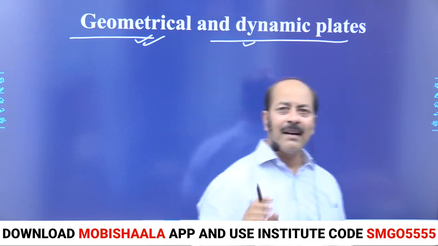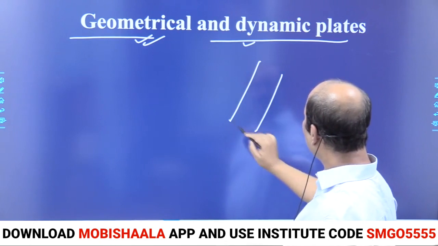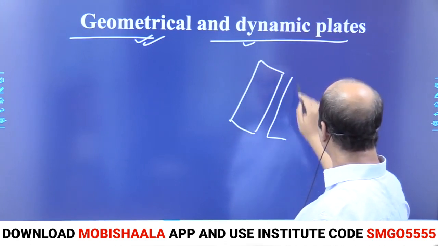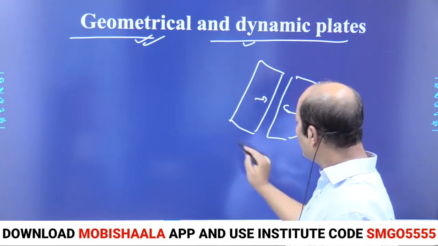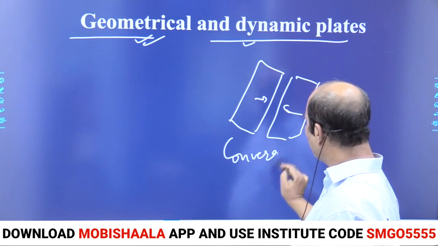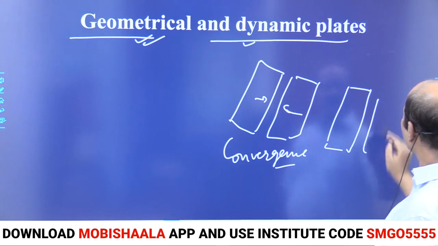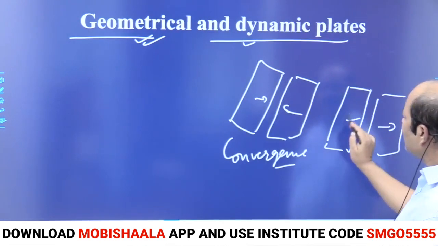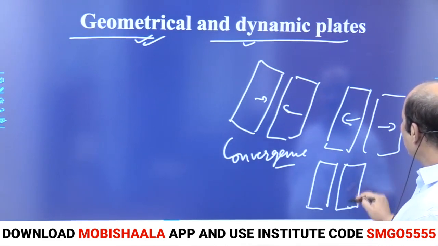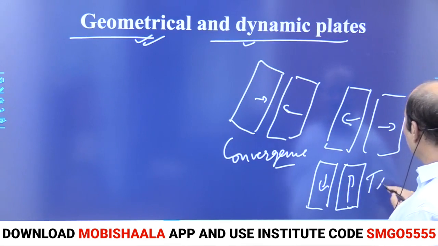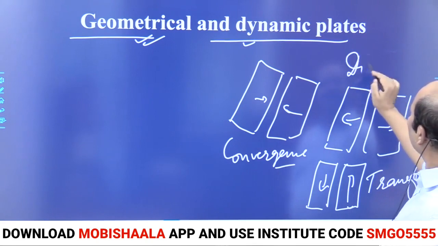Try to understand. I have given you three conditions. Suppose this is the earth crust plate, and this plate is moving in the same direction, coming closer. So it is named as convergence. The plates moving in opposite direction are named as divergence plate. And the plates moving in parallel direction are named as transform plates.